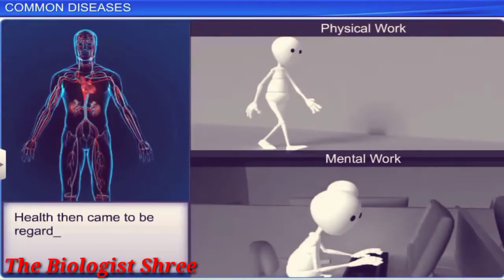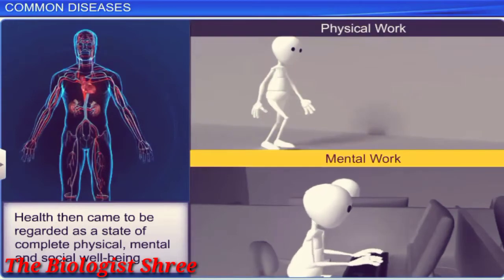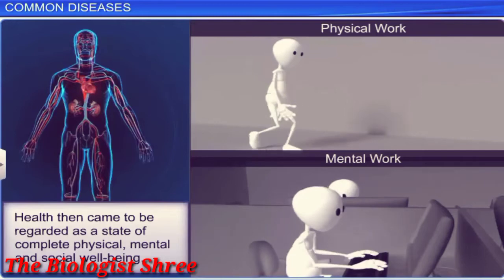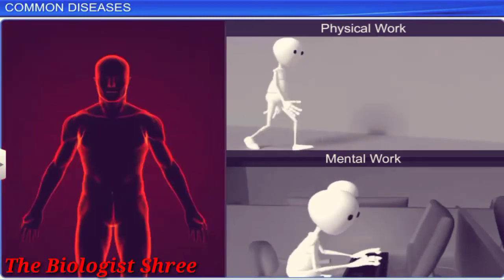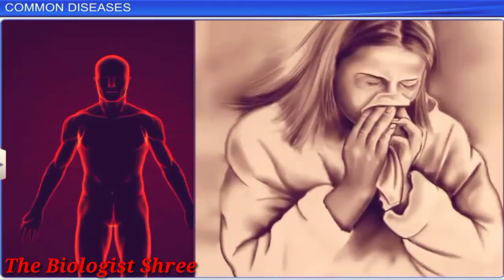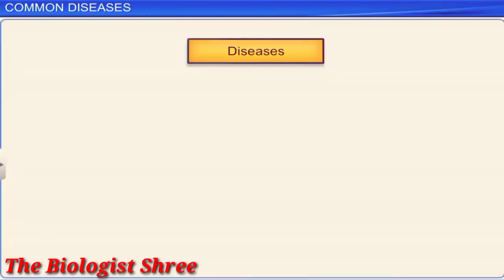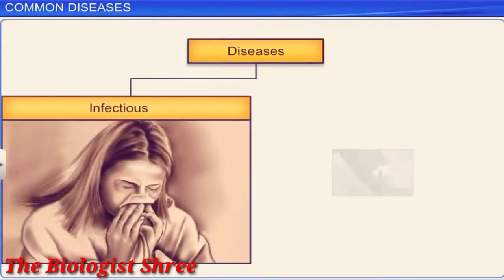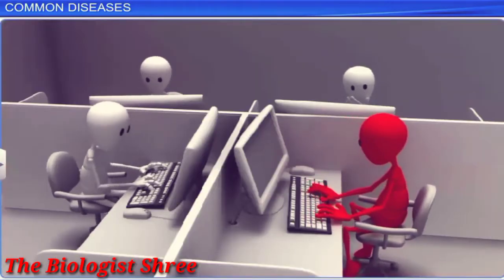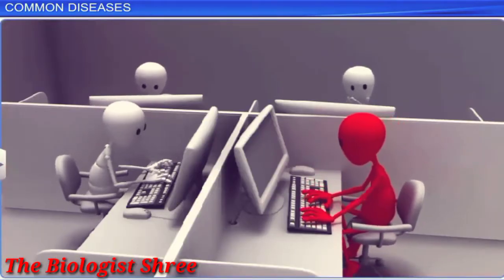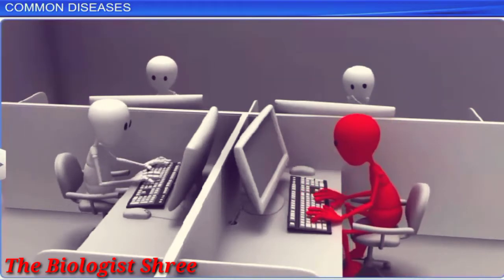Health then came to be regarded as a state of complete physical, mental, and social well-being. However, when our body is infected with a disease, we are no longer healthy. Diseases can be of two types: infectious and non-infectious. As the name suggests, infectious diseases are those that can be transmitted from one person to another.